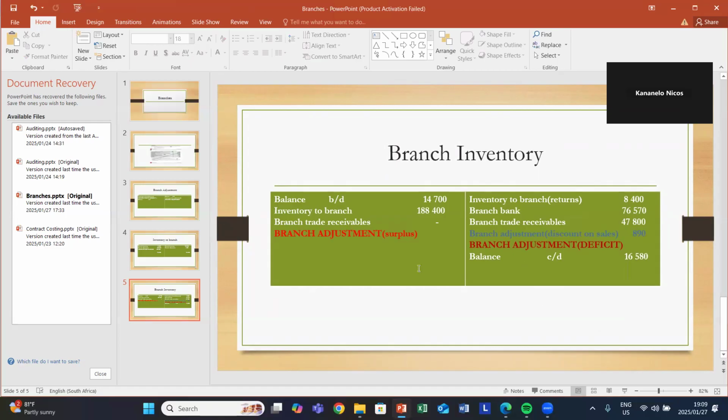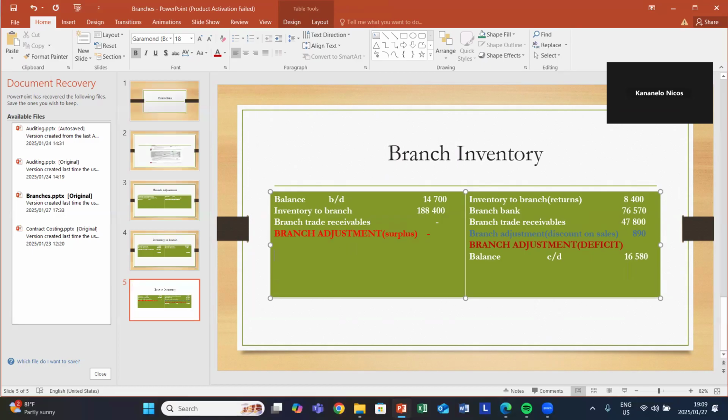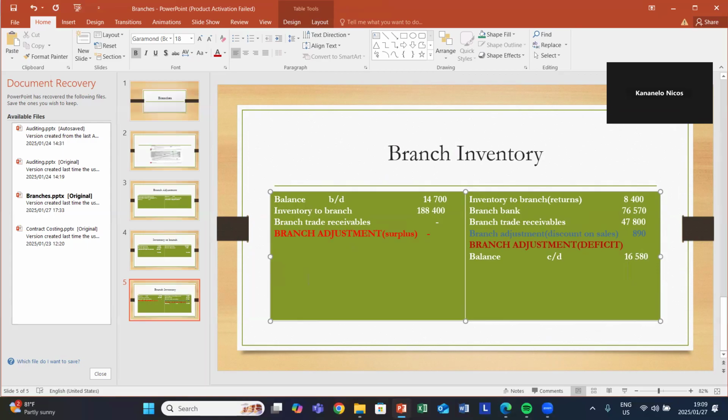So in that situation, we'll add our debit side. It simply means that we will not have a branch adjustment on the debit side here. So let's add our debit side. We'll say 14,700 plus 188,400. And then we'll get 203,100.